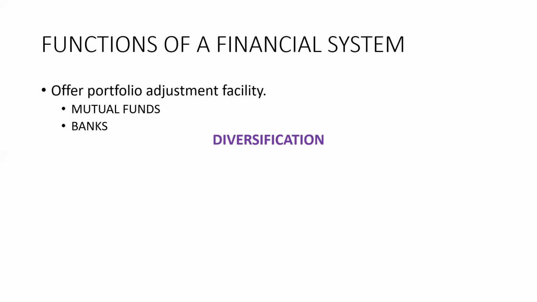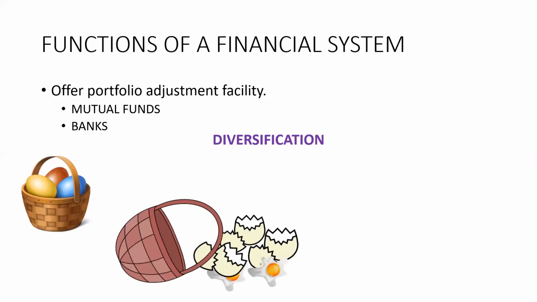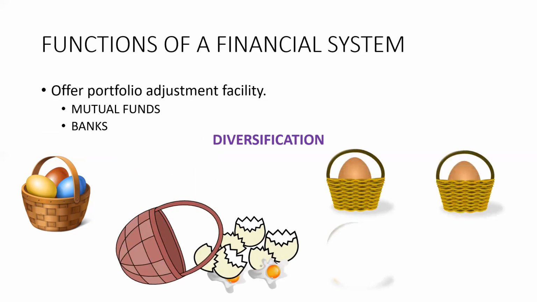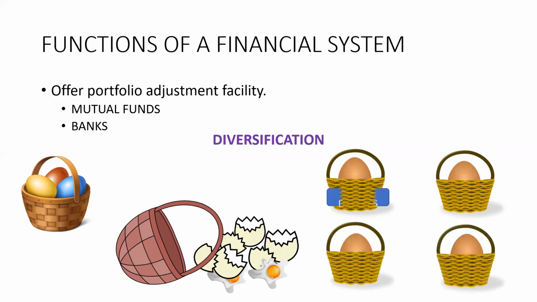This is how diversification works. Imagine you keep all your eggs in one basket. If you drop the basket, all the eggs will break. But if you keep your eggs in different baskets, even if one basket drops, only the eggs in that particular basket break while the others are safe. We can also think of investment in this way.